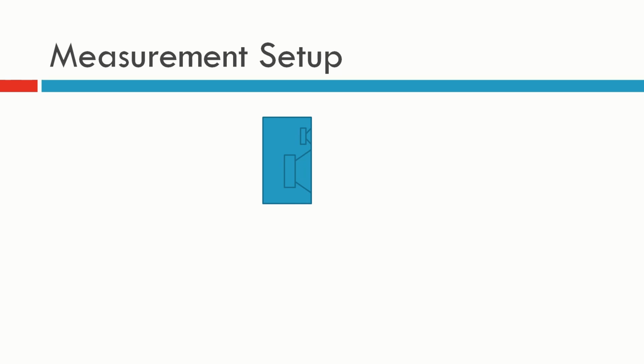So I've just drawn a quick diagram here. You're going to have your speaker that you're going to be testing, and you're going to be using a microphone. In my case, I'm using the Dayton Audio UMM6 USB reference measurement microphone. And so the standard test setup is to have your microphone placed at 1 meter away from your speaker, okay?